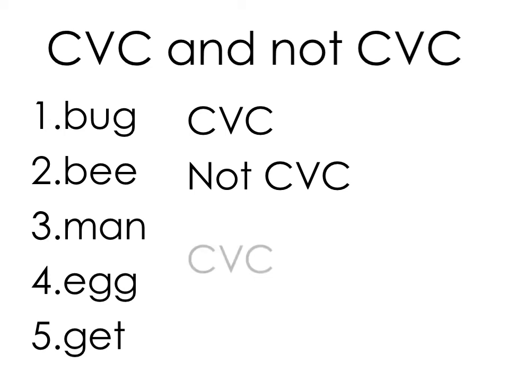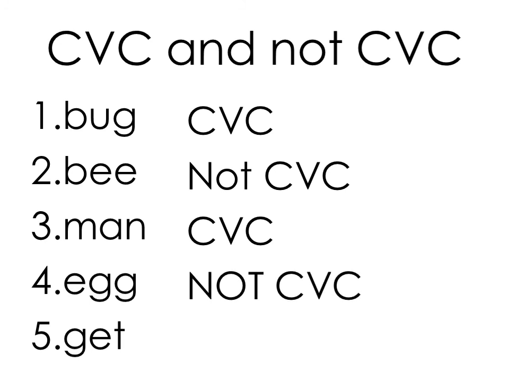Next, number 3, man. Great. It's CVC because M is a consonant, A is a vowel, and N is a consonant. Now let's have number 4, egg. So E, correct. It's not CVC. Why? Because E is a vowel and G is a consonant and G is a consonant. So it's not CVC because that pattern is actually VCC, right? And last number, we have get. That one is an example of CVC, right? Because G is a consonant, E is a vowel, and T is a consonant. If you got 5 points, very good.